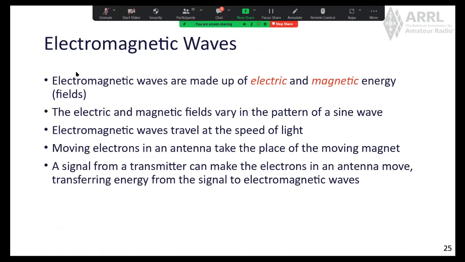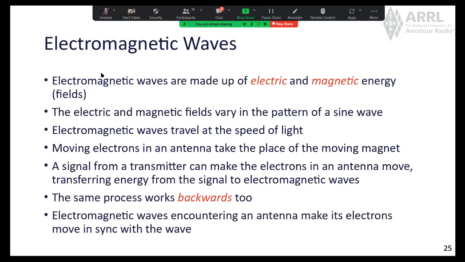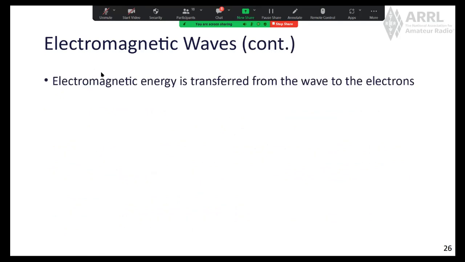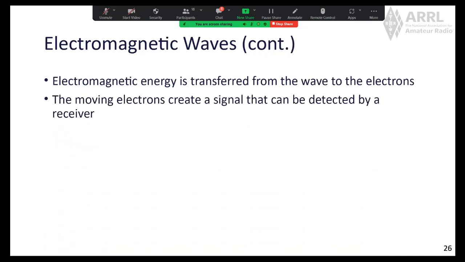Electromagnetic waves travel at the speed of light. Moving electrons in an antenna take the place of the moving magnet. A signal from the transmitter can make the electrons in the antenna move, transferring energy, and I went through that a while ago, and it can work backwards too. Electromagnetic waves moving electrons create a signal that can be detected by a receiver.